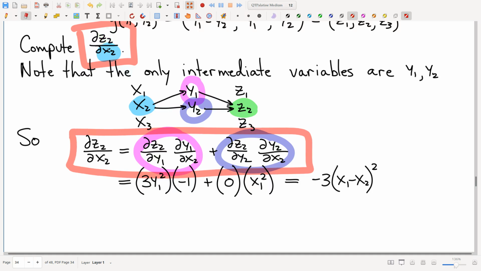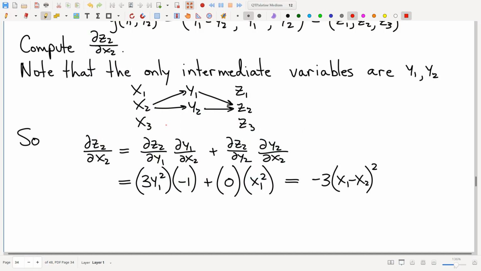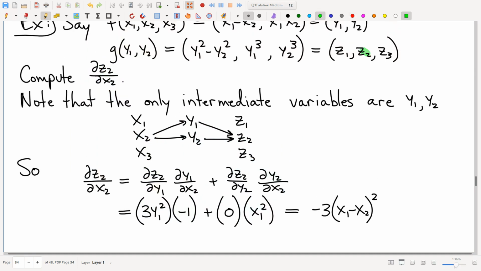Then turning the crank. Note explicitly we have a formula for z2. Z2, it says right there, is y1 cubed. So if you want to know how to compute the partial of z2 with respect to y1, well, there's z2. Compute its partial with respect to y1: 3y1 squared. Like so. How are we doing? Everybody buys it?